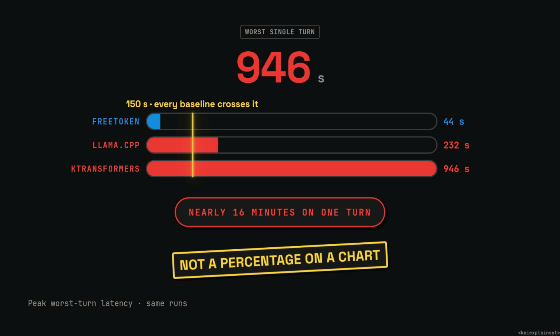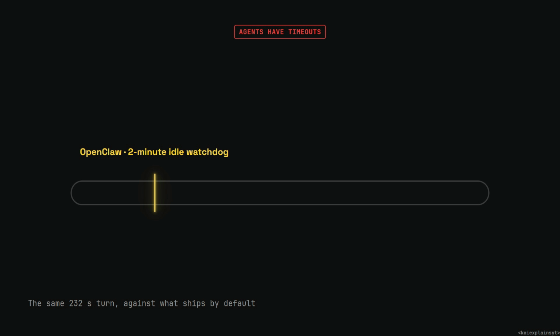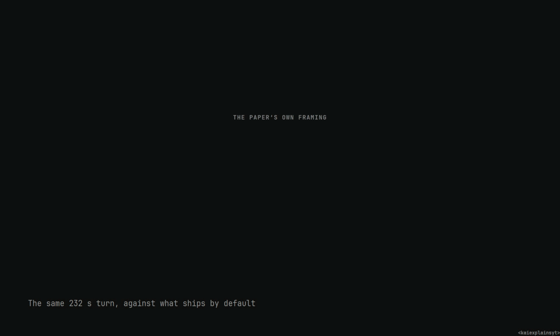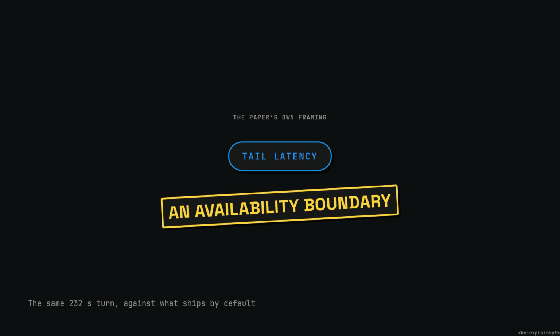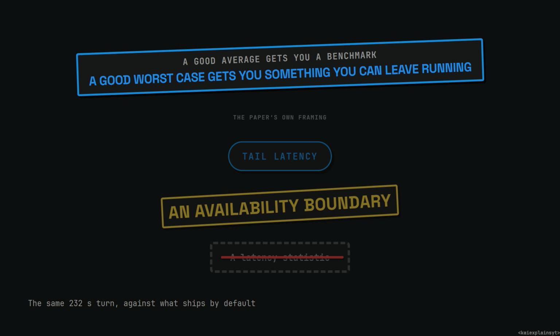That isn't a percentage on a chart, because agents have timeouts. OpenClaw ships with a 2-minute idle watchdog, and Claude Code's default request timeout is around 10 minutes, so a turn that takes 232 seconds doesn't run slowly, it gets killed. The paper's own framing is that tail latency is an availability boundary rather than a latency statistic, and I think that's exactly right. A good average gets you a benchmark. A good worst case gets you something you can leave running.